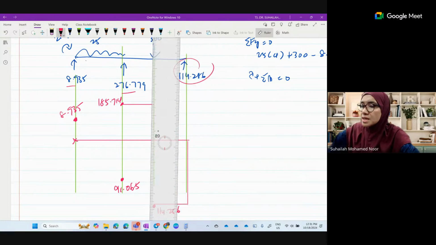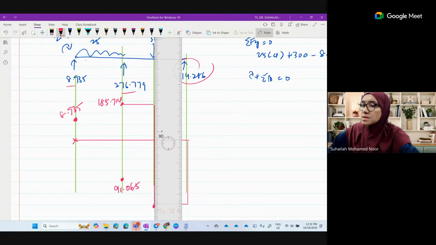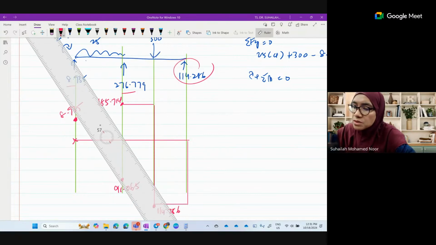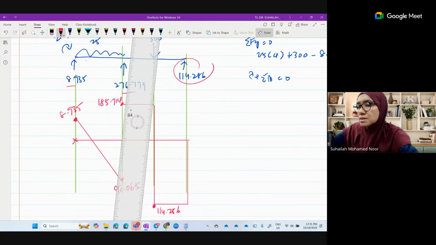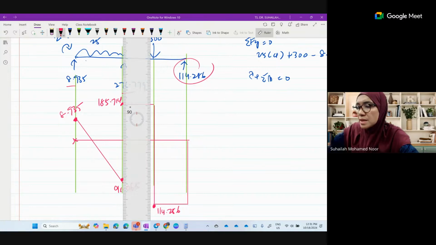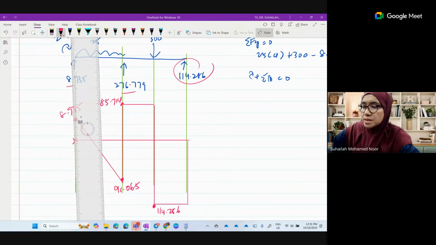Okay, now this is the shear force diagram. For the diagram, okay, so here there is an intersection. An intersection means there is a maximum moment. Maximum moment. So this is the shear force diagram.